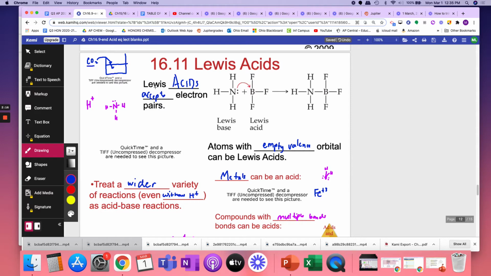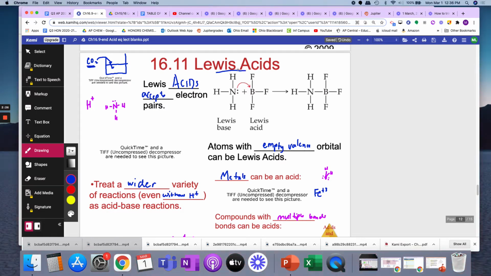Okay, but that's weird. How can CO2 be an acid if it doesn't even have any H pluses? Well, that's because it's a Lewis acid. So Lewis acids are acids without the H pluses, because we're not focusing on the H plus, we're now focusing on the electrons.